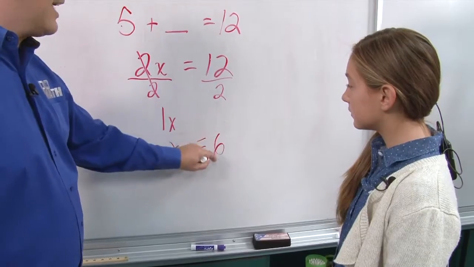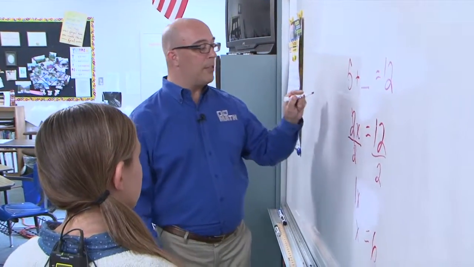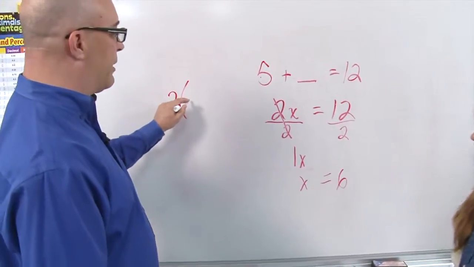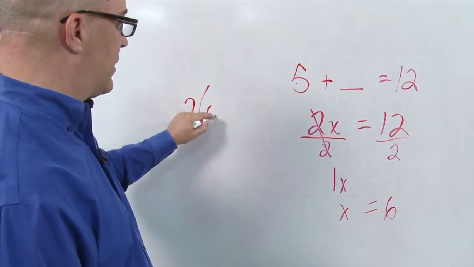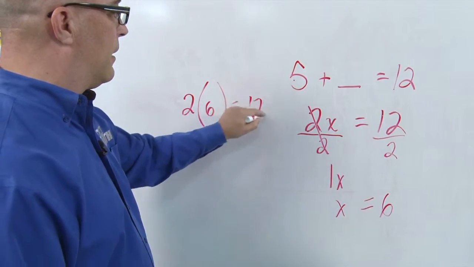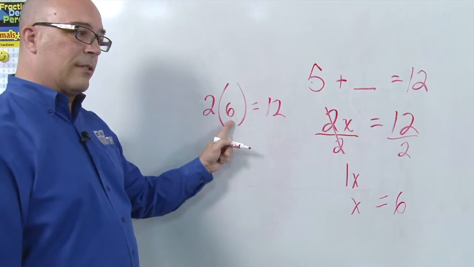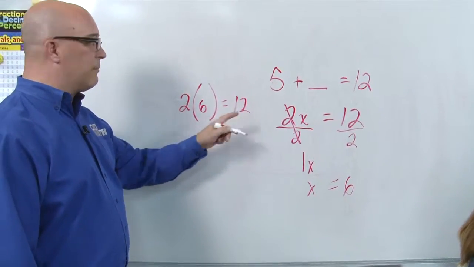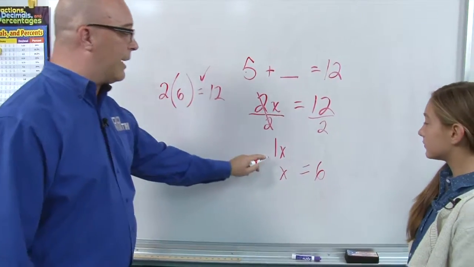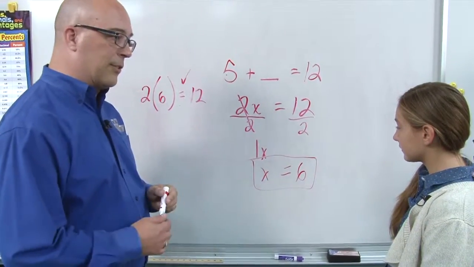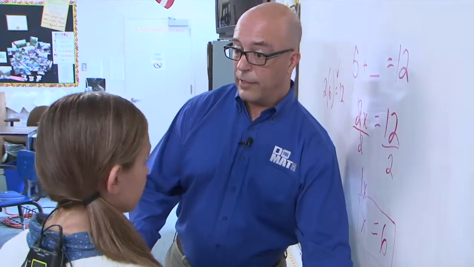6. So now what we do is we put that back up into the original problem. Instead of putting an x, we're going to put your value for it, 6. So does 2 times 6 equal 12? Yes. So it does, it checks, right? So we know that x is equal to 6. Okay? So you've got that.